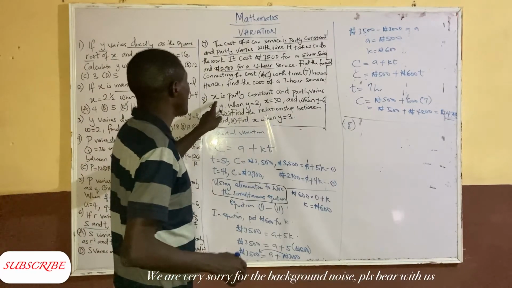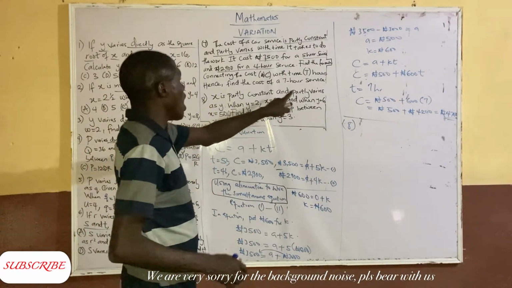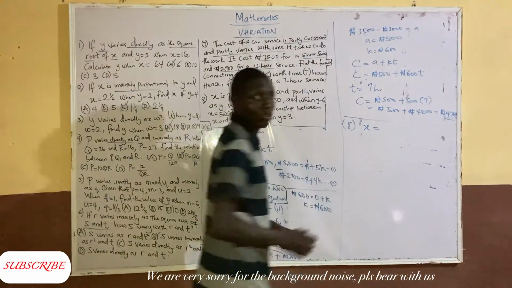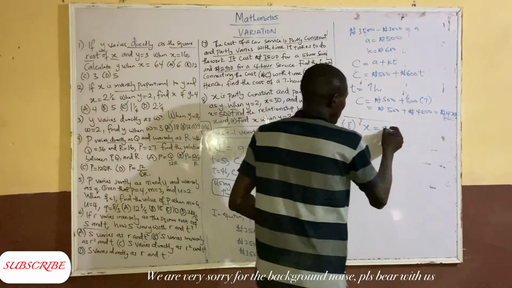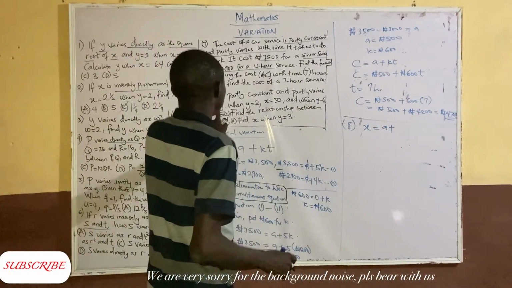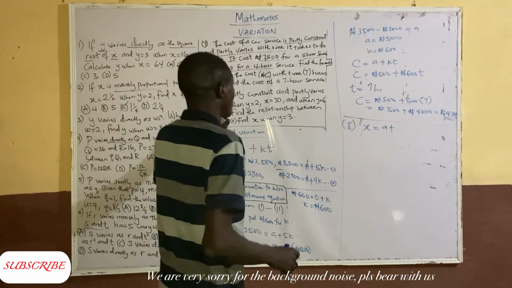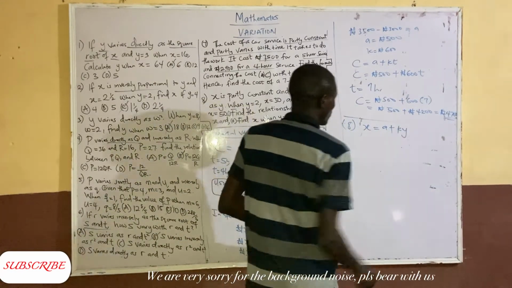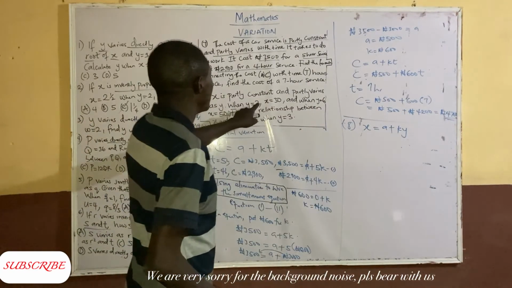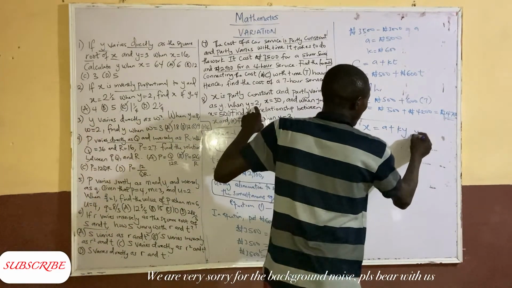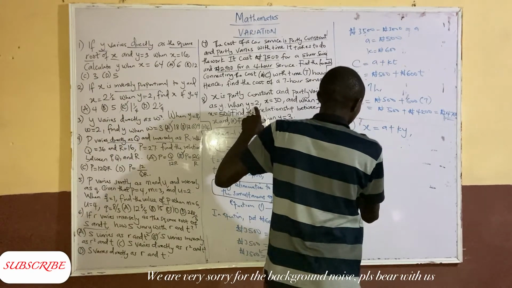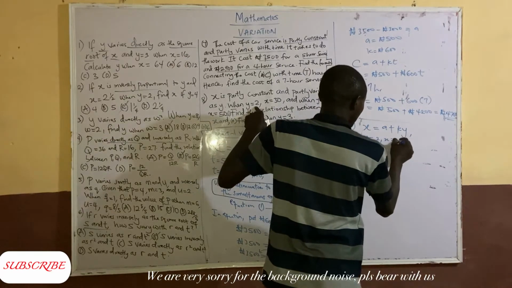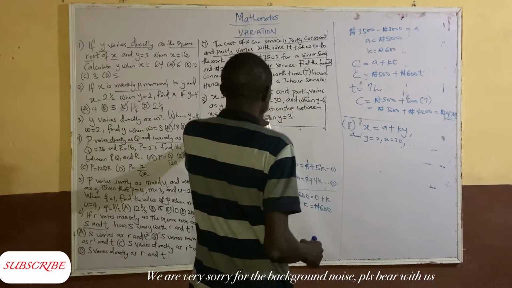Question number 8 says S is partly constant and partly varies as Y. S is partly constant, so S is equal to A plus, partly varies as Y, so we have KY as well. So when Y is equal to 2, X is equal to 30. When Y equal to 2, X equal to 30.